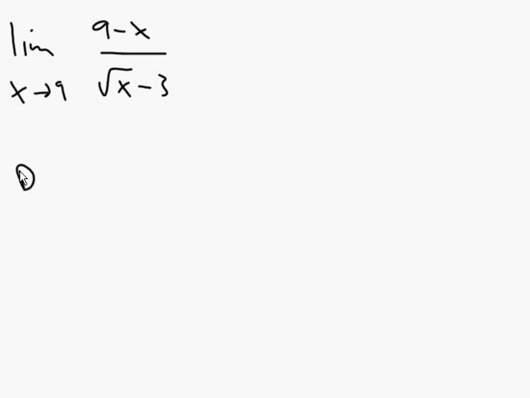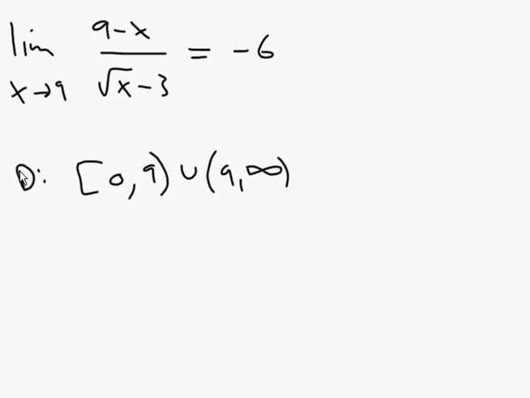The domain of this thing, we could say the domain is 0 to 9, but don't include 9, union 9 to infinity. Okay. So if you type this in the calculator and graph it, you'll end up getting very close to -6. So we suspect the limit's equal to -6. The question will be, how do you do that algebraically? So I'll show you 2 ways to do that.